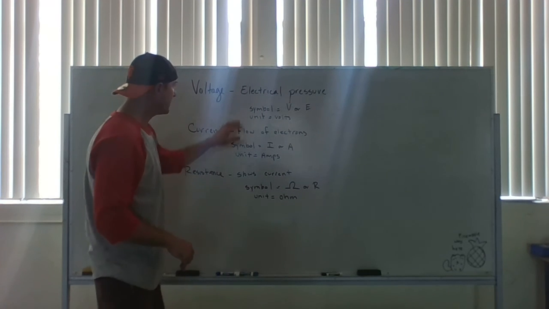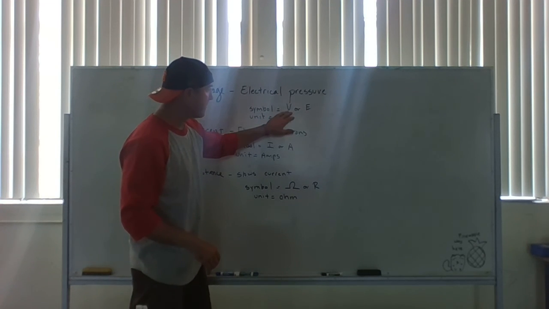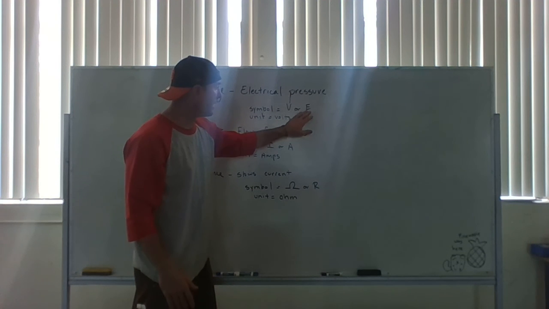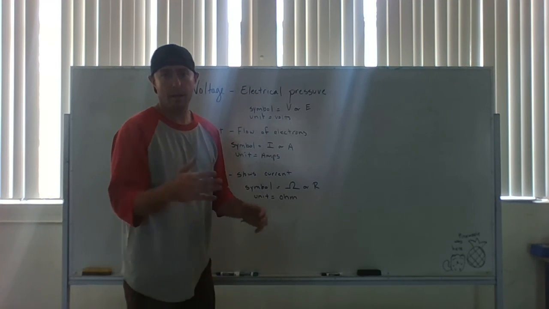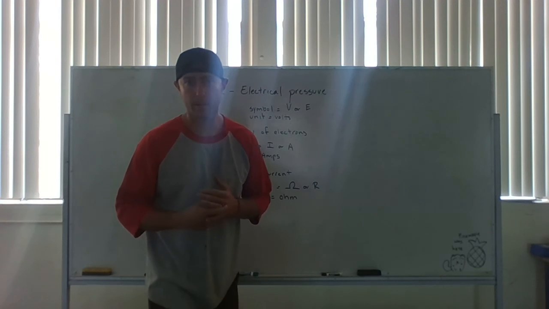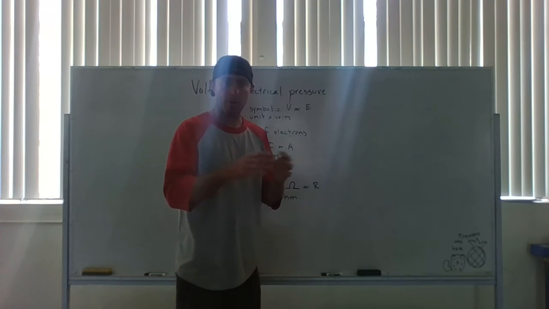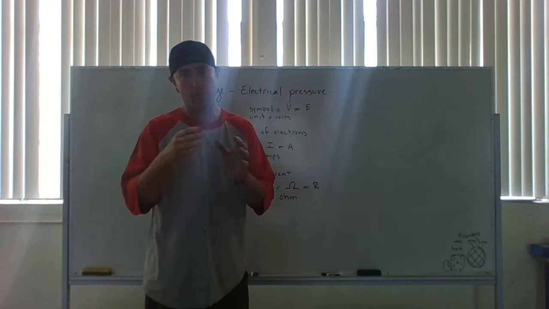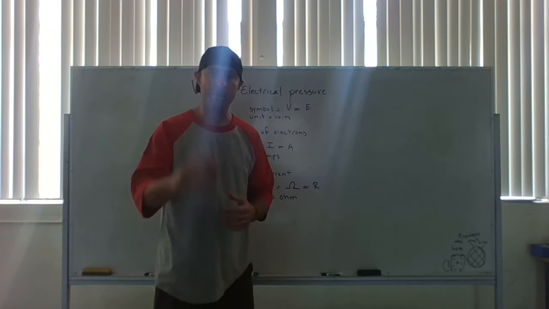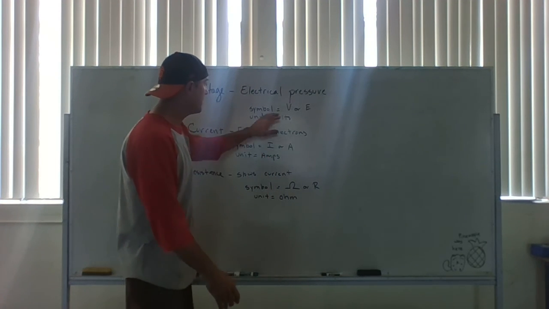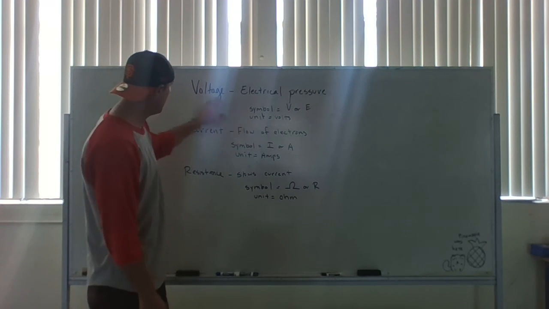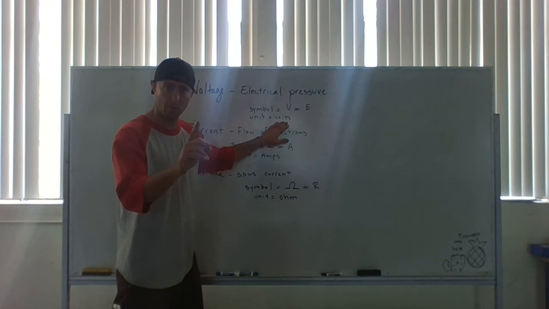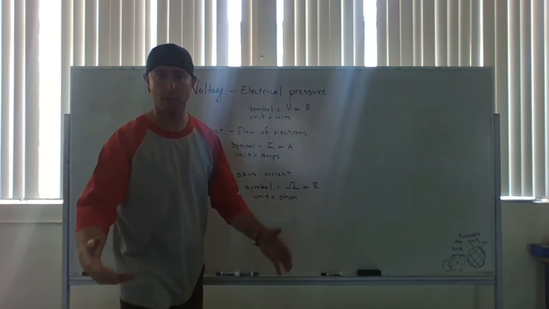The symbol is either V for volts or E. You'll see it as E. If you get some older textbooks, before we really defined all this stuff, it was known as electromotive force, and so that's where the E comes in. Anyway, the symbol is either V or E, and the unit of voltage is the volt, or the number of volts we have.